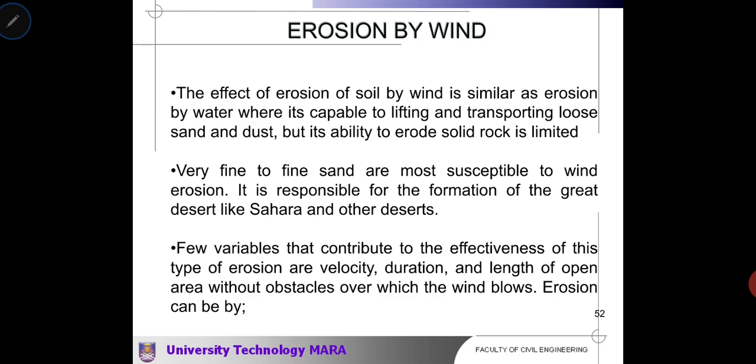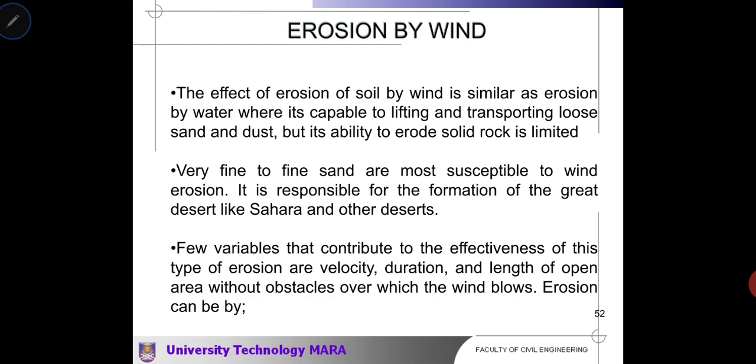So we do have another erosion, erosion by wind. The effect of erosion of soil by wind is similar to erosion by water, where it is capable of lifting and transporting loose sand and dust, but its ability to erode solid rock is limited. Very fine to fine sand is most susceptible to wind erosion. It is responsible for the formation of the great deserts like the Sahara and other deserts. A few variables that contribute to the effectiveness of this type of erosion are velocity, duration, and the length of open area without obstacles over which the wind blows.